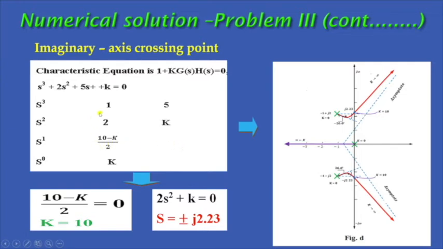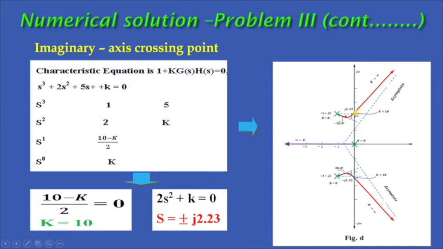Then taking the auxiliary equation, that means 2s square plus k, from this auxiliary equation calculate s. S equal to plus minus j 2.23. Then at that point, k equal to 10 and s equal to plus j 2.23 and minus j 2.23. This is the final diagram of the root locus.